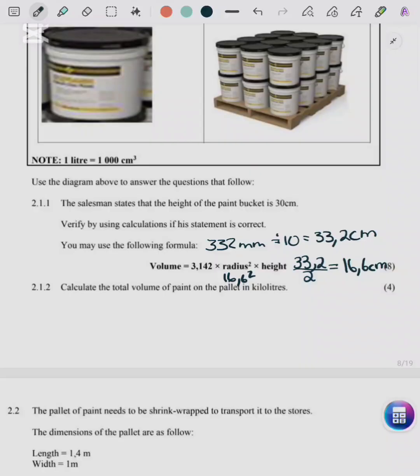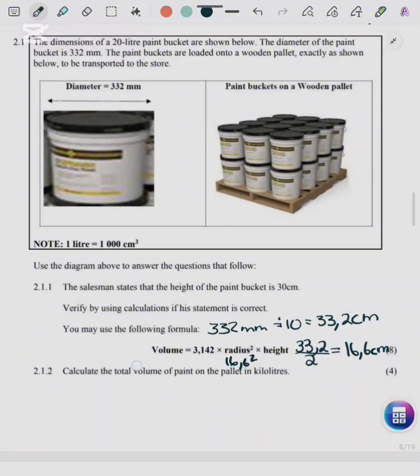The other missing value that we had was the volume. Now let's see what we know about volume of this bucket. Well, they do tell us that this is a 20-liter paint bucket. Okay. And anything to do with capacity has to do with volume.